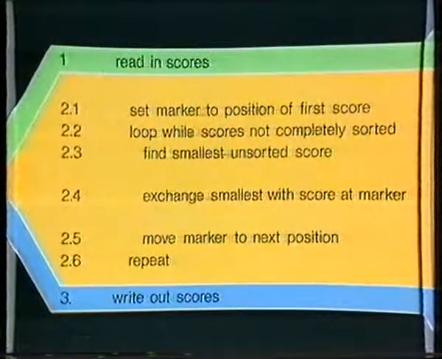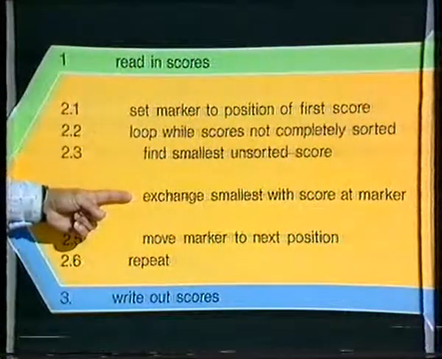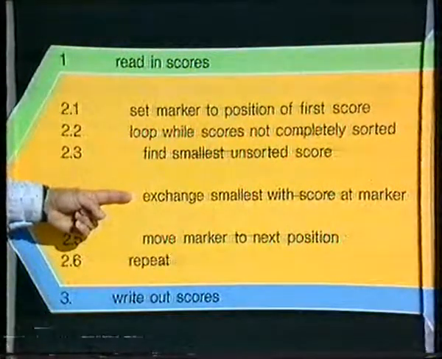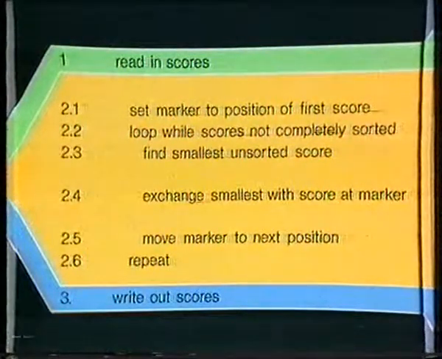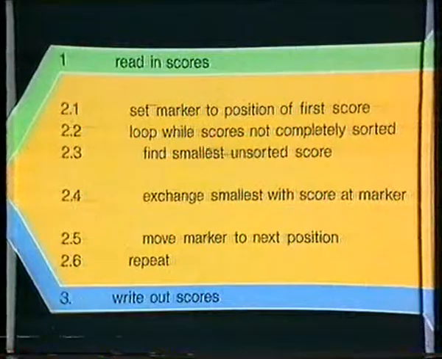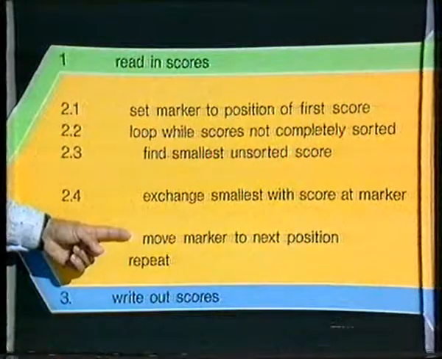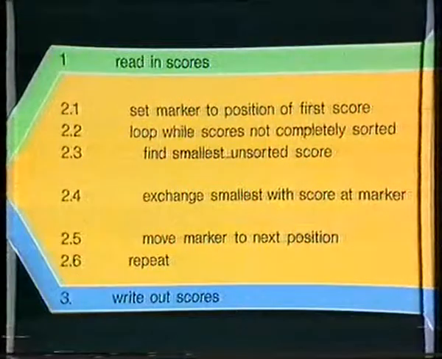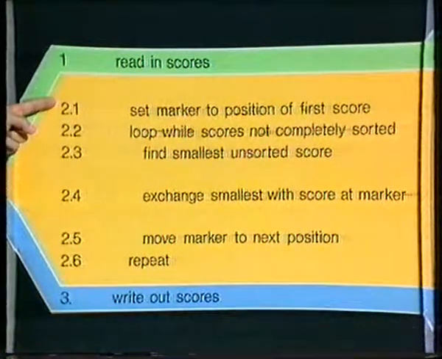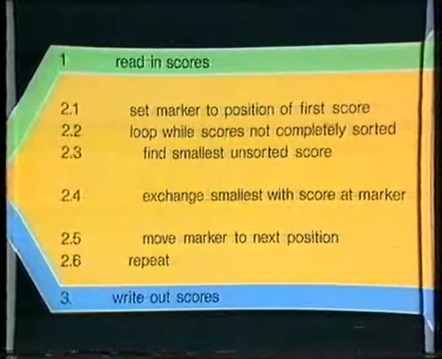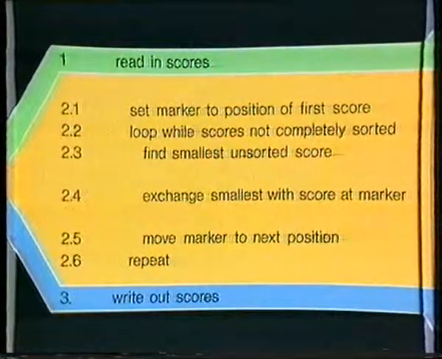What about step 2.4? The smallest score has just been found in the previous step, and it has to be exchanged with the score at the marker. But which is that? Somewhere, marker has to be set to refer to the score at the top of the unsorted list. And if we move on to step 2.5, you can see that marker has to be updated. So marker must be initialized prior to executing the loop, and that's step 2.1. And since, to start with, the whole original list is unsorted, we start the marker at the position of the first score.